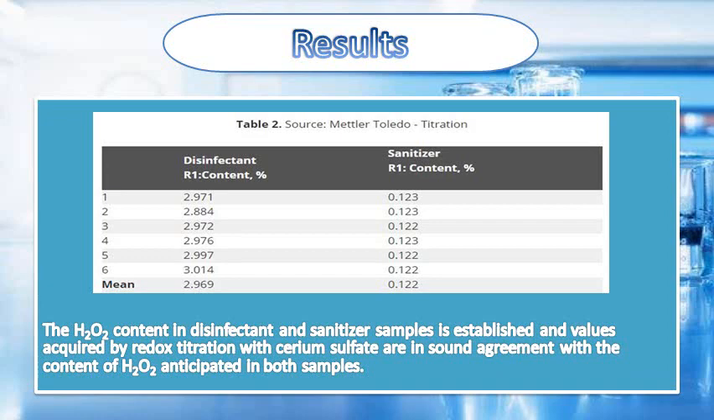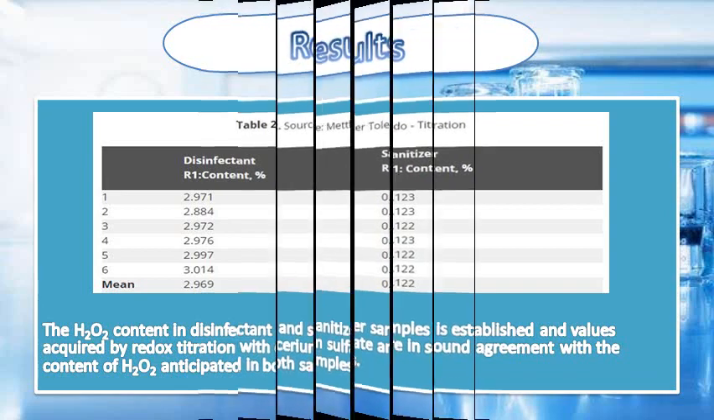So the hydrogen peroxide content in the disinfectant and the sanitizer sample is established, and the values acquired by redox titration with cerium sulfate are in sound agreement with the content of hydrogen peroxide anticipated in both samples. So the method is accurate for the determination of the hydrogen peroxide content in the disinfectant and the sanitizer samples. Next, Mariam will discuss another method for the determination of hydrogen peroxide in samples.